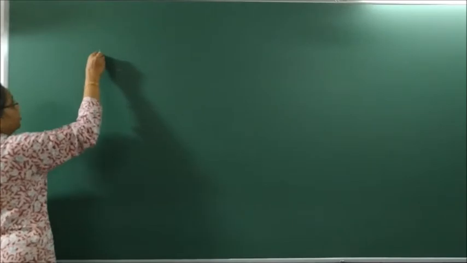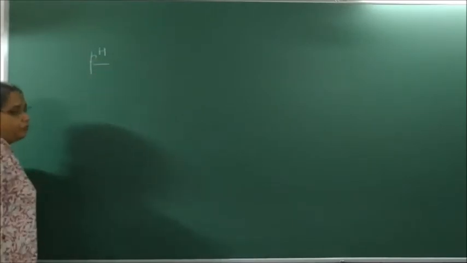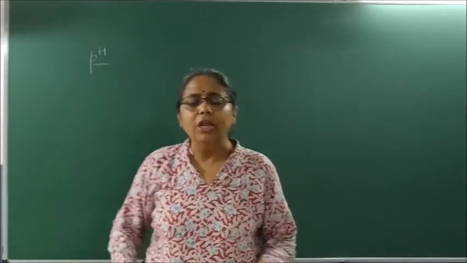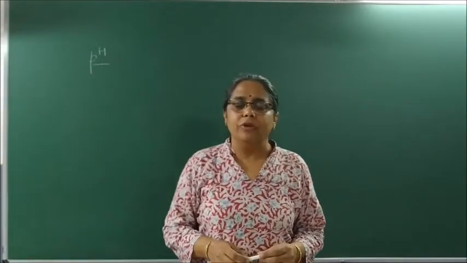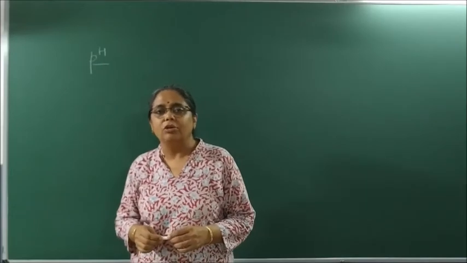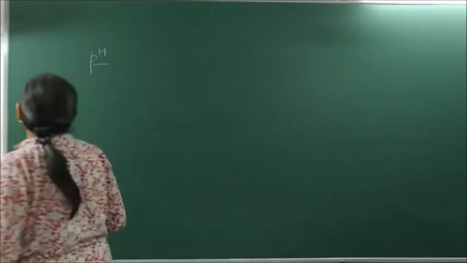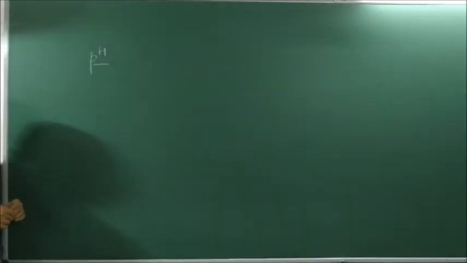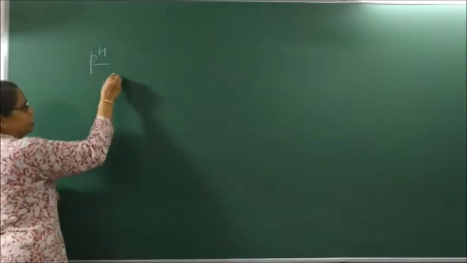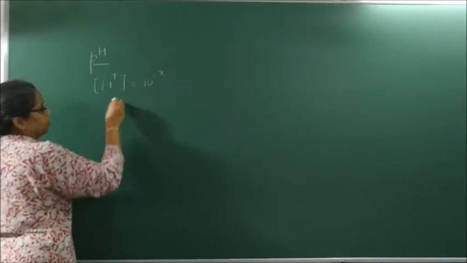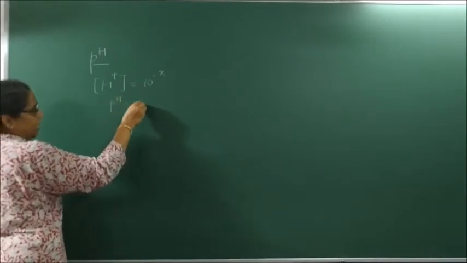Yesterday we studied about pH. pH stands for the potence of hydrogen ion concentration, or the power of hydrogen ion concentration. We said the pH scale was given by Sorensen to measure the acidity or alkalinity of a substance. pH basically tells that if the hydrogen ion concentration is less, pH is more. That is, if hydrogen ion concentration, which we generally write like this, is 10 to the power minus x, pH is always equal to x.